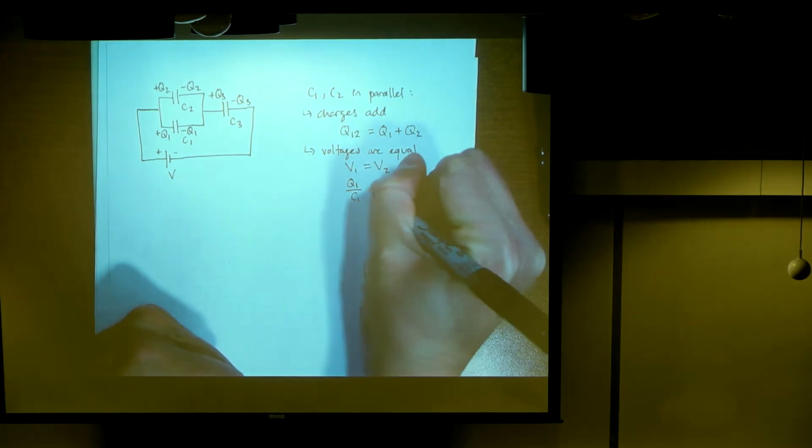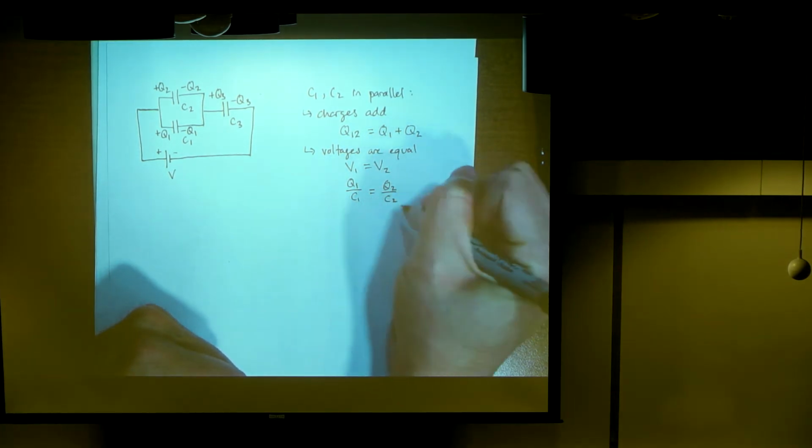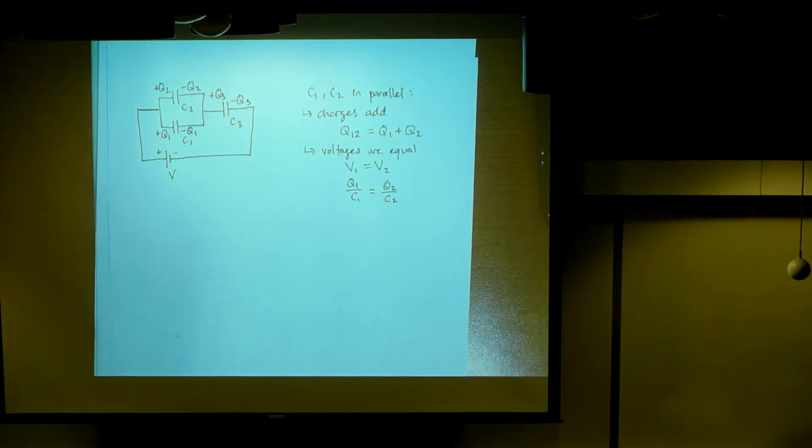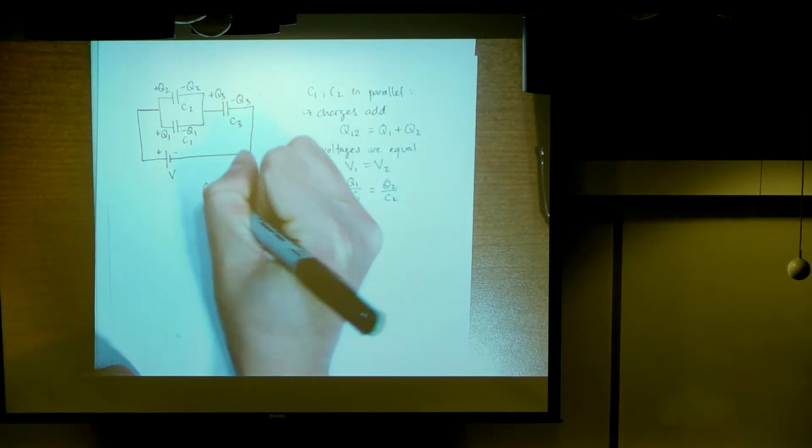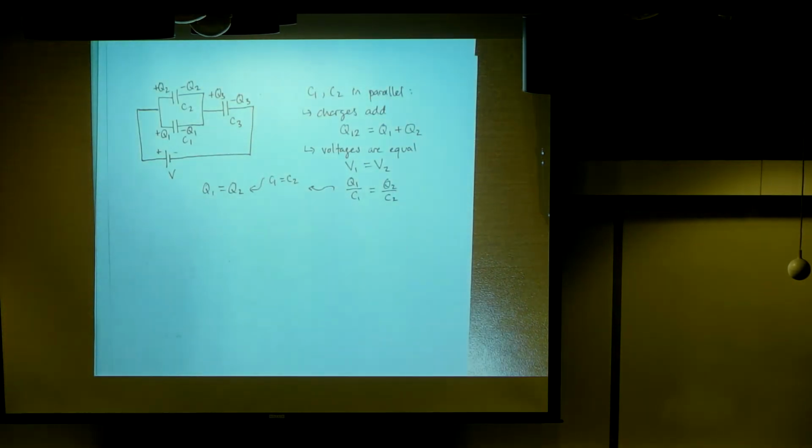Q1 over C1 equals Q2 over C2. Make sense? Okay, but in this case, can we simplify that? What do we know about C1 and C2? In this problem, they have the same value, correct? So C1 equals C2. So therefore, Q1 equals Q2. Make sense? They have the same voltage, same capacitance, therefore they have the same charge. Okay?